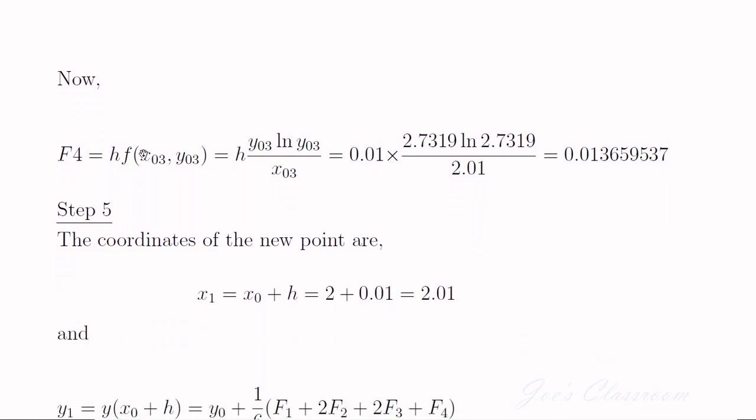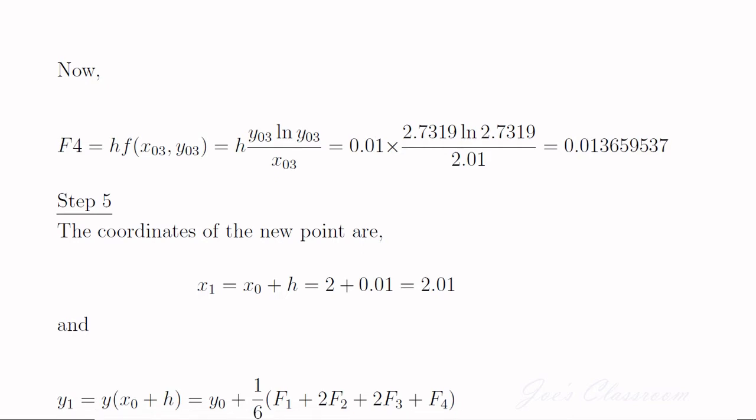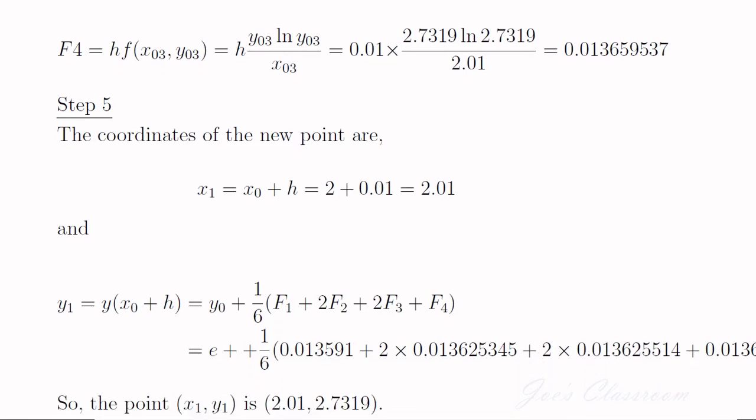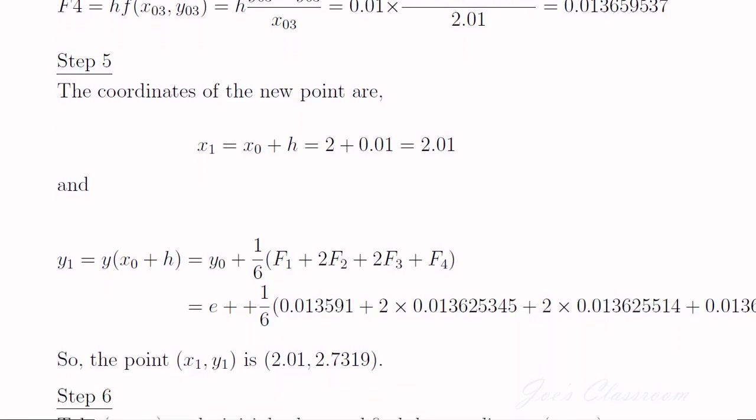f4 is obtained by h into f of x03 comma y03, and this is the value. Once we get the values for the functions f1, f2, f3 and f4, we can find the new coordinates. That means we are moving from x0, y0 to x1, y1. x1 is equal to x0 plus h, x0 is 2 and h is equal to 0.01. That's equal to 2.01. And y1 is equal to y of x0 plus h by the Runge-Kutta formula. This is the formula, and y0 is equal to e.